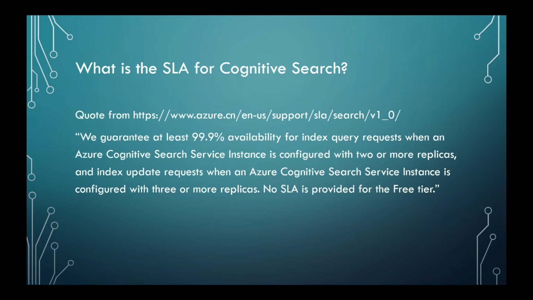So out of the box, Azure Search gives you 99.9% availability if you configure multiple replicas in a data center. And this is the code from the Azure website.